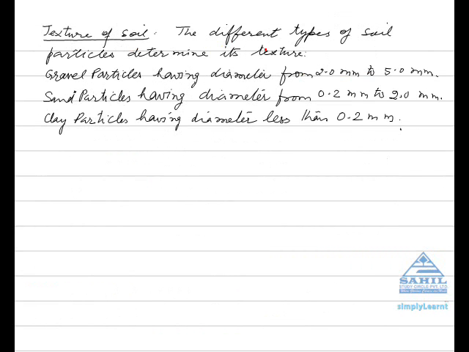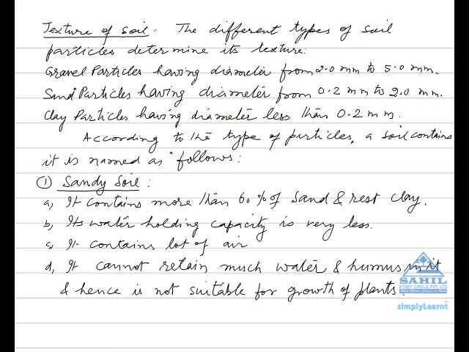Texture of soil. The different types of soil particles determine its texture. Gravel particles have a diameter from 2.0 mm to 5.0 mm. Sand particles have a diameter from 0.2 mm to 2.0 mm. Clay particles have a diameter of less than 0.2 mm. According to the type of particles a soil contains, it is named as follows.